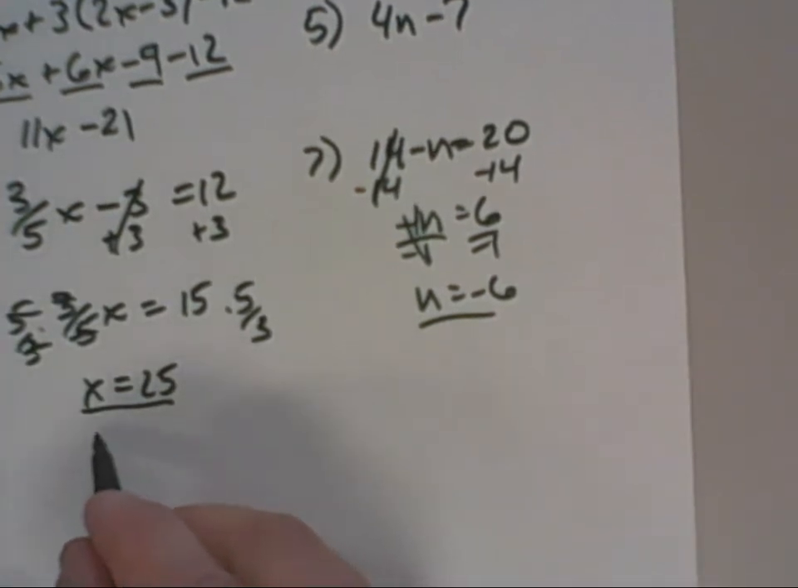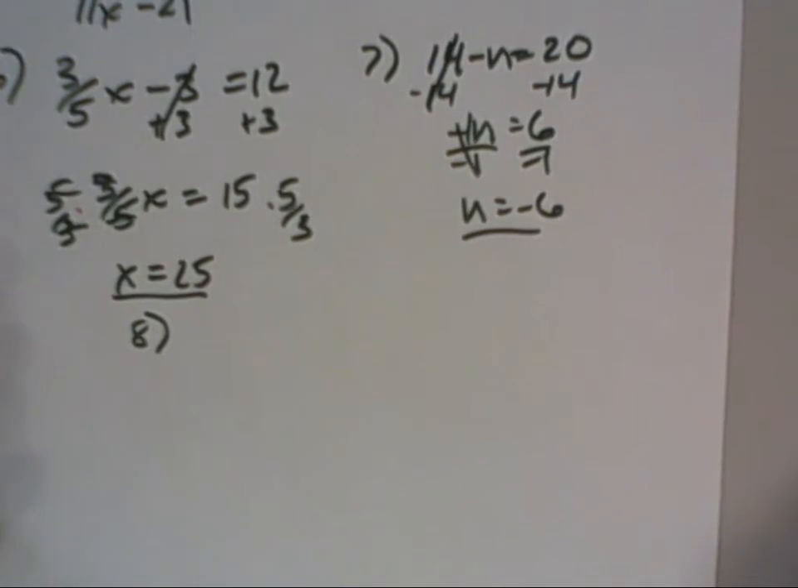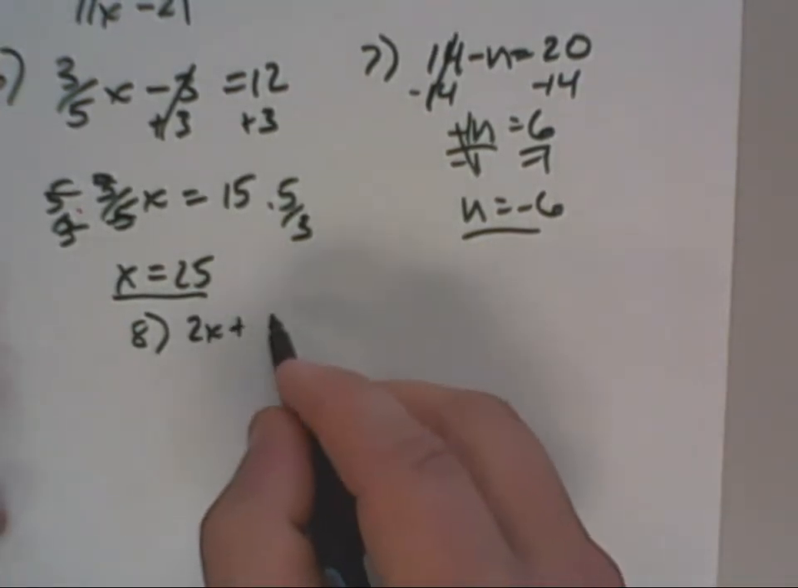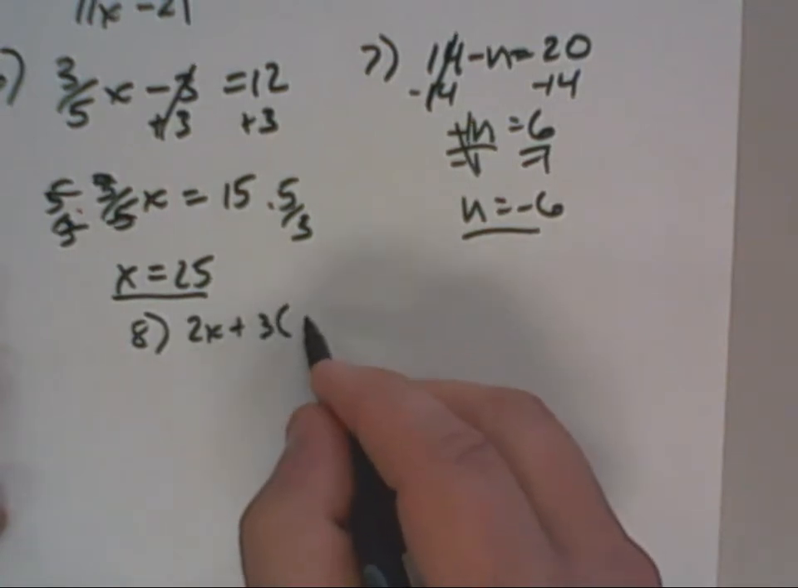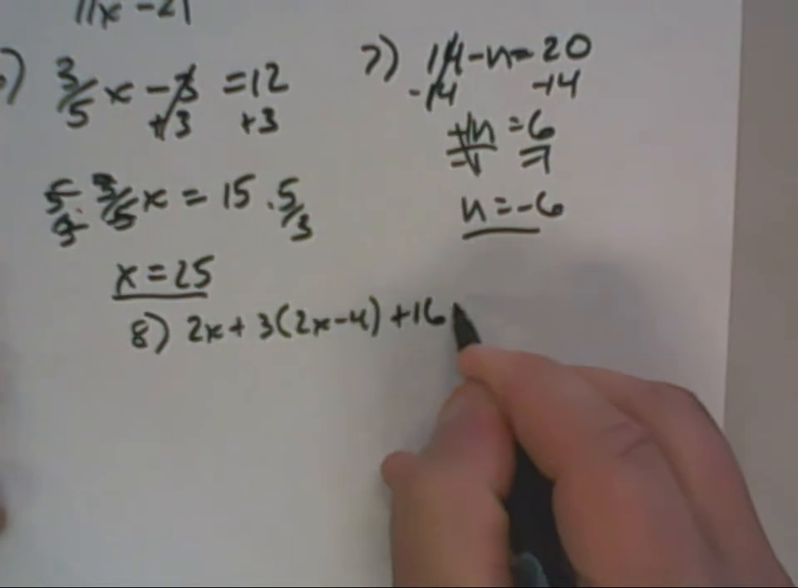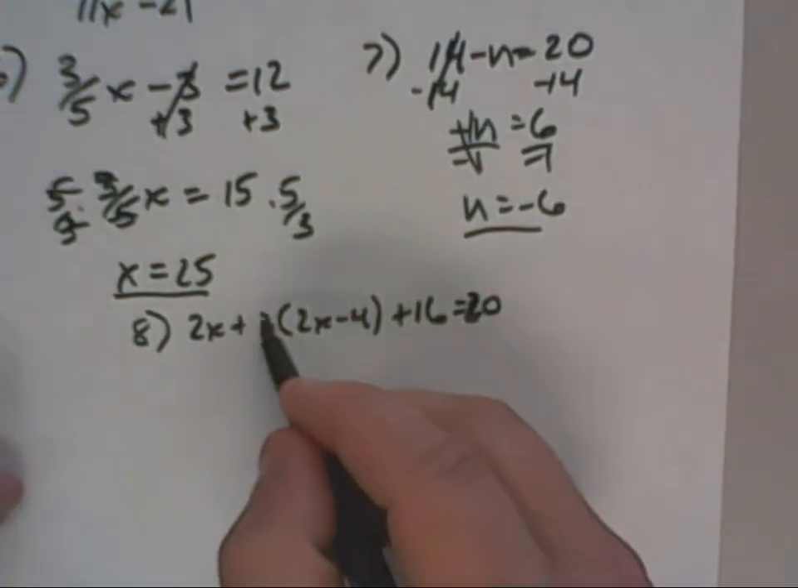Let's take a look at number 8. Hopefully I'll be able to fit number 8 on this paper. Number 8, a little bit longer. We have 2x plus 3 times (2x minus 4) plus 16 equals 20. So we're going to solve this equation by first distributing the 3.